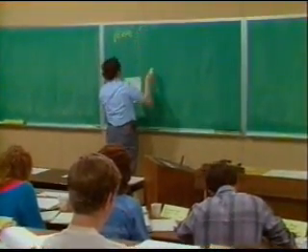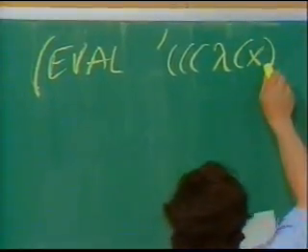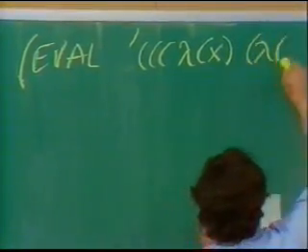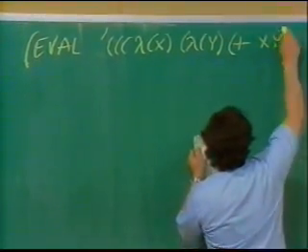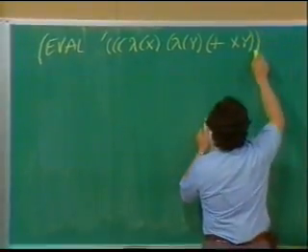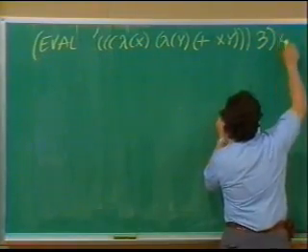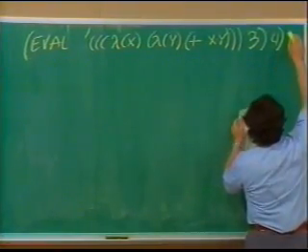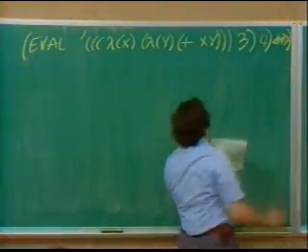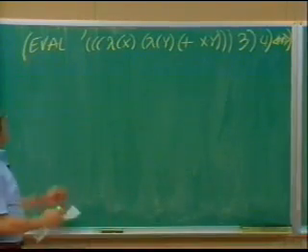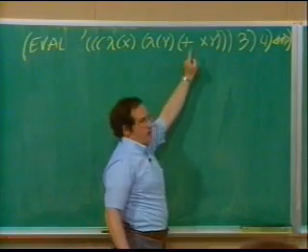of, quote, open, open, open, lambda of x, lambda of y, plus x y, close lambda, close lambda, applied to 3, applied to 4, in some global environment which I'll call E0. So what we have here is a procedure of one argument x which produces as its value a procedure of one argument y which adds x to y.